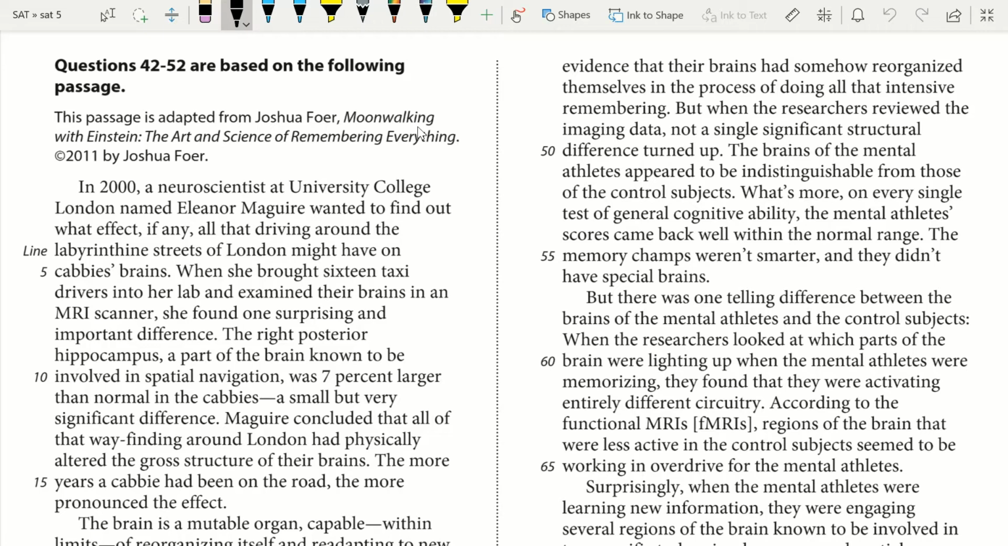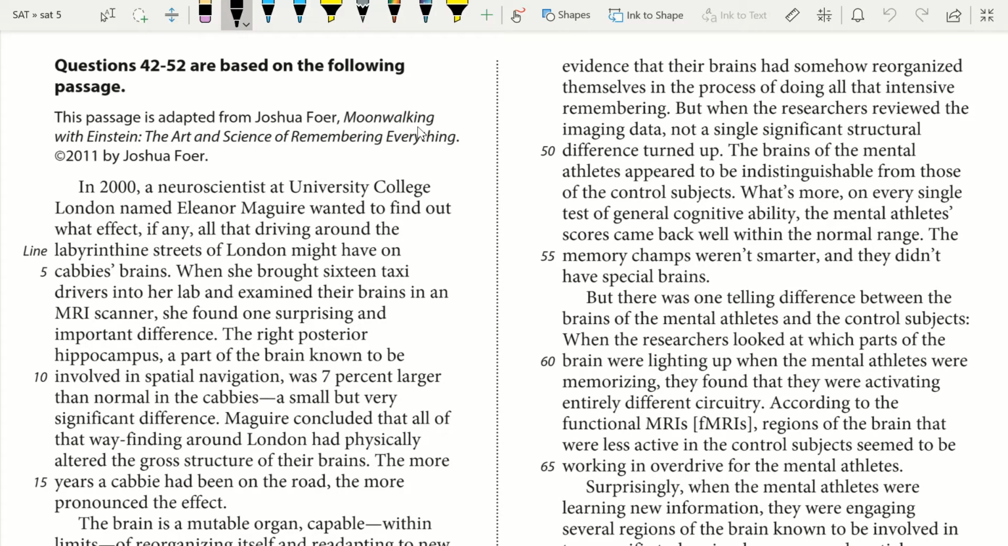So this will be probably one of the last days where we really focus on accuracy, and then after that, we're really going to start focusing more on pacing, because at this point, you really should be getting more comfortable with how to be accurate in your answer choices. All right, so with that introduction for today, let's go ahead and get into our passage.